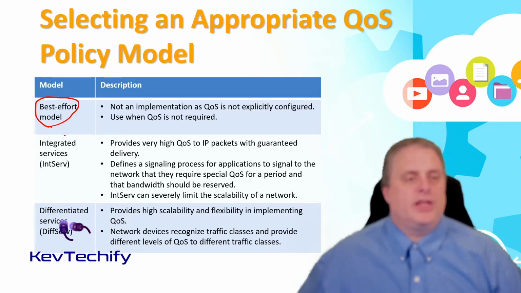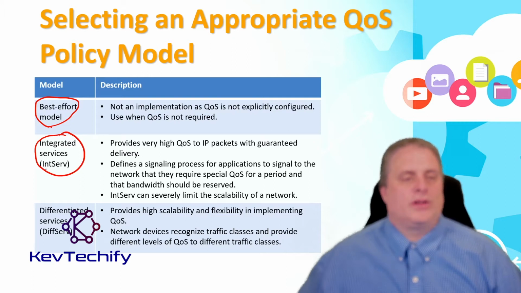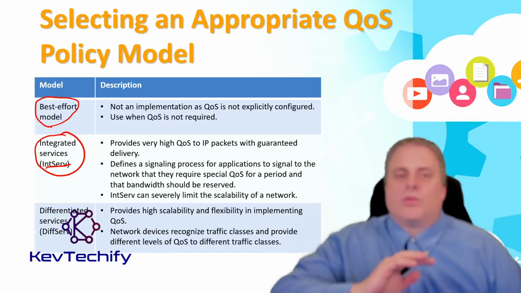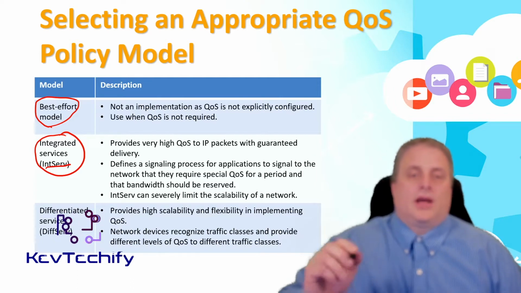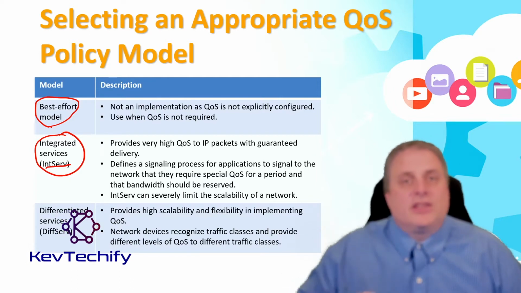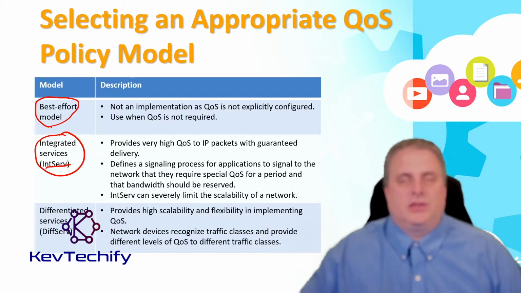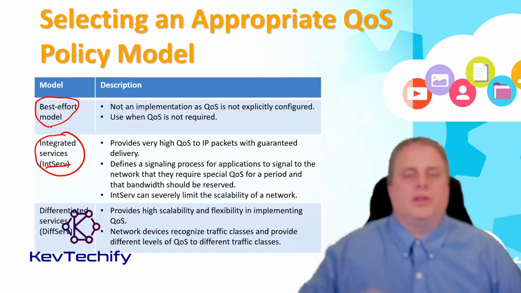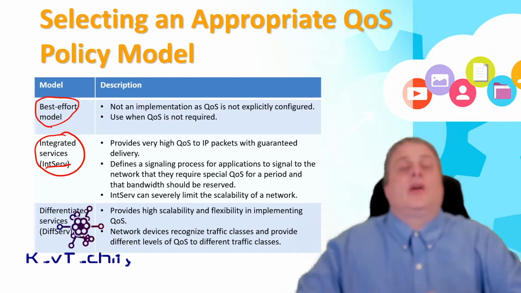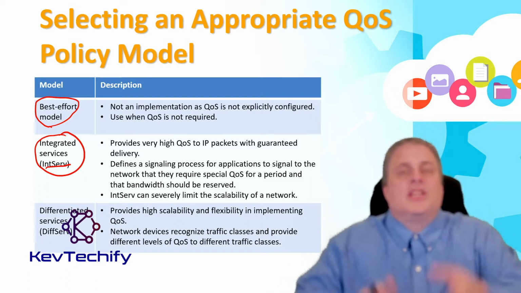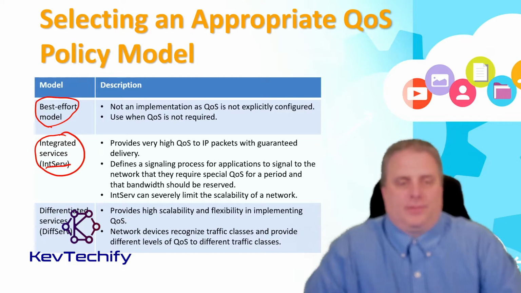Next, we have our integrated services model, or we call it INSERV. This is an automatic QoS. It provides a really high quality of service for IP packets, and it also guarantees the delivery. Now, it defines a signaling process for the applications, and they signal the network that they require a special quality of service for a period, and that bandwidth should be reserved. So they signal the network and say, hey, I need so much bandwidth to send this data, give it to me.